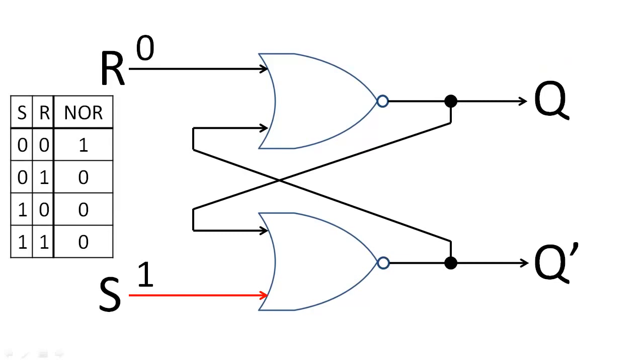If either of the inputs to a NOR gate is 1, the output is 0. So we know that Q prime will be 0 regardless of the feedback from Q. Since R and Q prime are 0, the state will be set to 1. Let's change S to 0. When both S and R are 0, both Q and Q prime will hold their values.